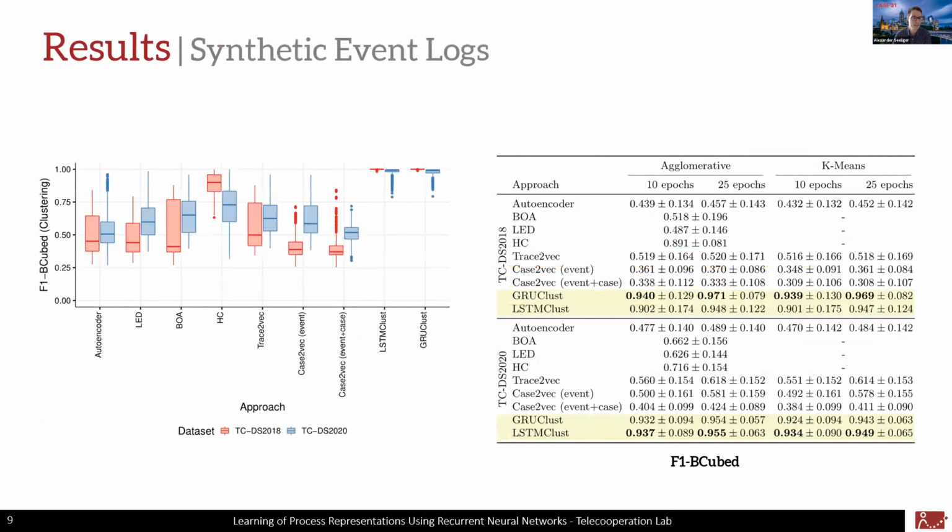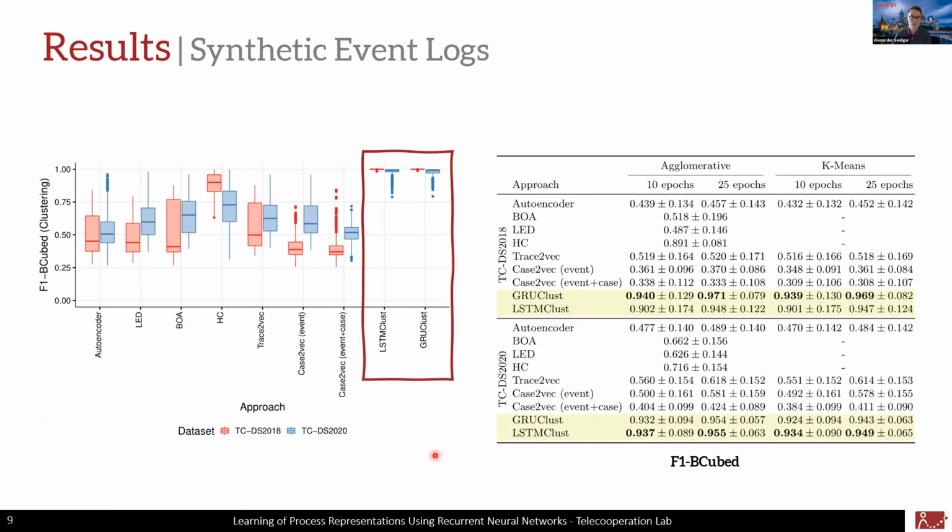And we see here the results of the synthetic event logs. On the left-hand side, as well as on the right-hand side, we're just seeing the results of the subset identification task. Again, we have the autoencoder, the edit distance, the bag of activities, the hybrid cluster. We compared it with the trace-to-vec and case-to-vec, with just event attributes as well as both event and case attributes, and the two implementations of our architecture.